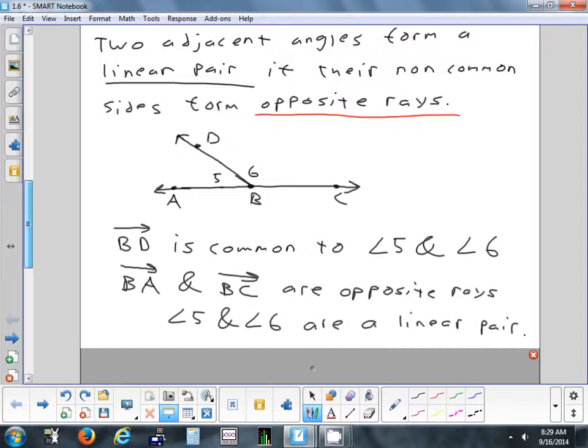Okay, so this is what I just explained. BD is the common side to each angle. BA and BC point in opposite directions. That makes angles 5 and 6 not only adjacent, but a linear pair.